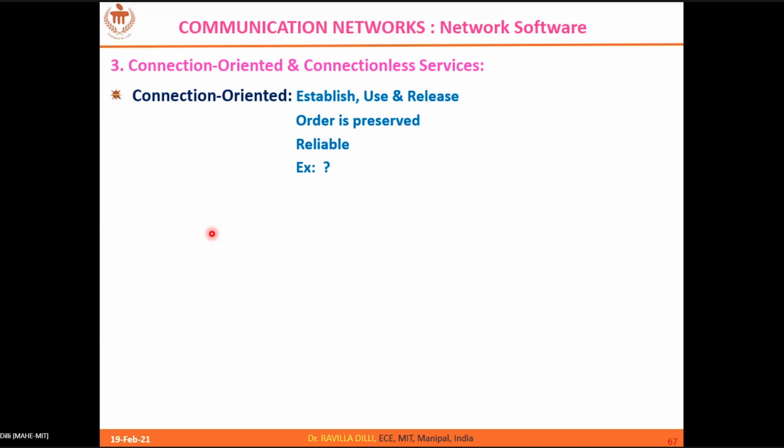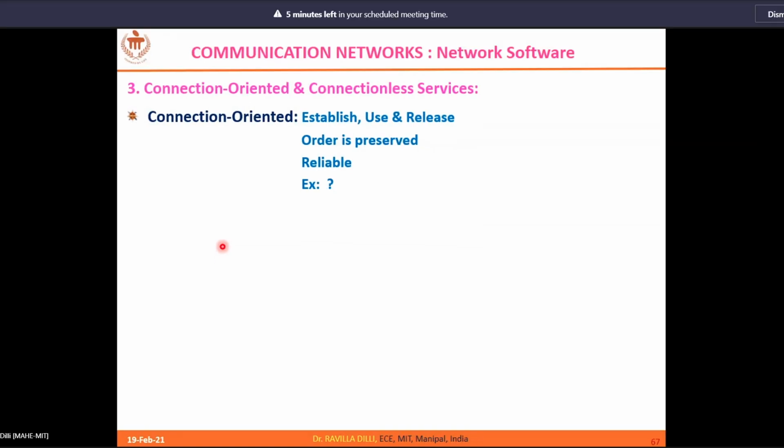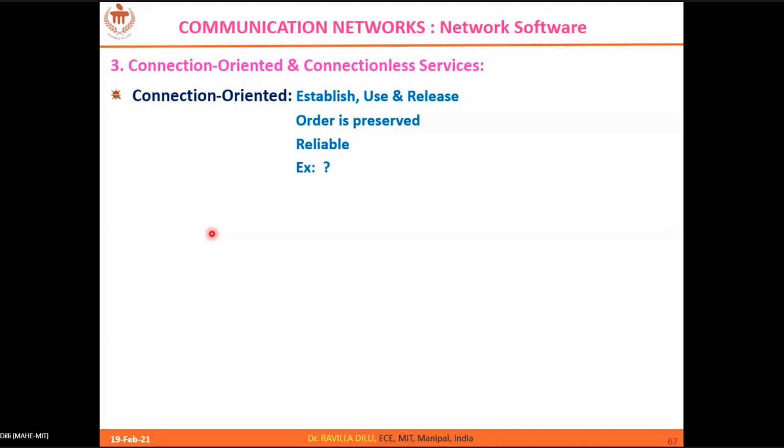Order of data means that when I transmit 10 packets, all 10 packets will reach in the same order. There are chances that some packets may be lost, but it doesn't happen that packet 2 will arrive before packet 1, because all the packets go through the same connection. So order of data is guaranteed, and it is quite reliable because before transferring your data you are establishing the link. Can you give some example of this kind of services, applications?